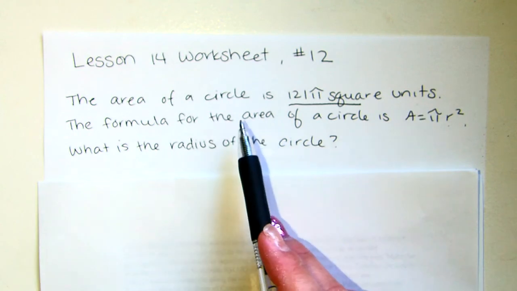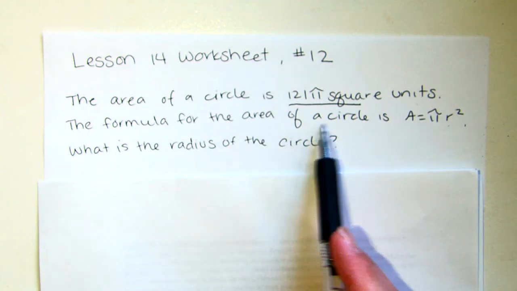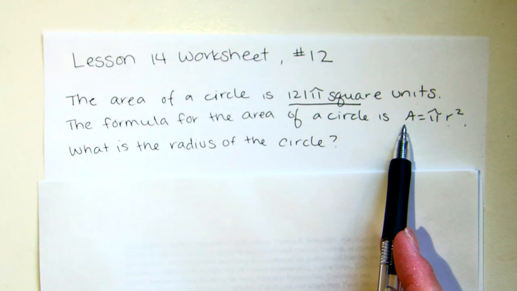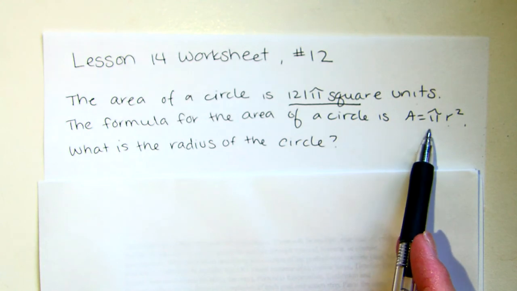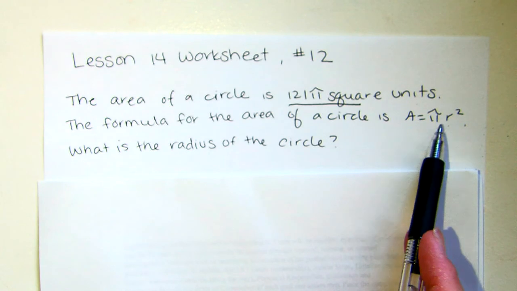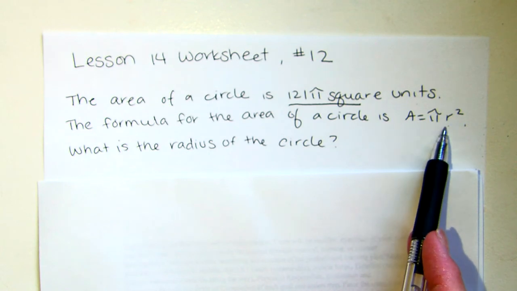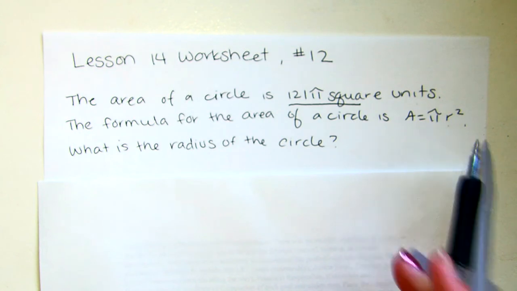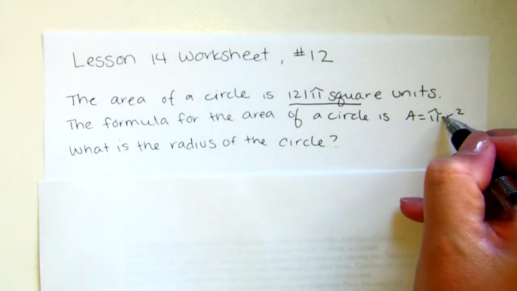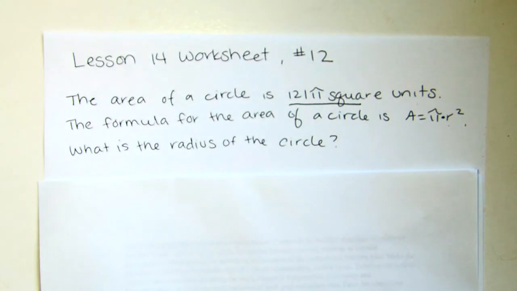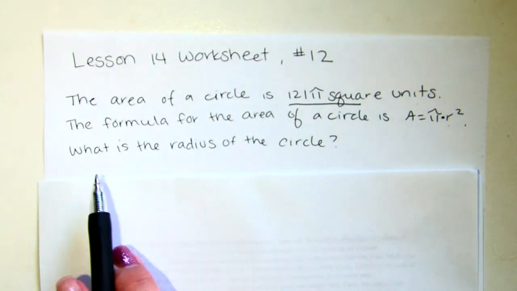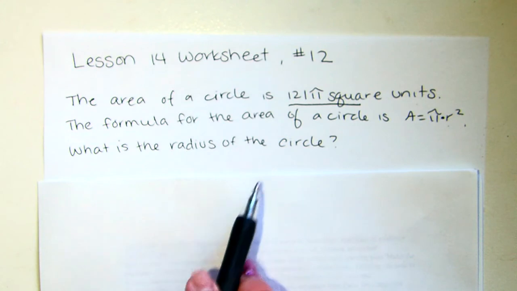The formula for the area of a circle is A for area equals pi, again, this is our symbol for pi, r squared. Now the pi and the r squared are currently multiplied together. Since there's no sign separating them, our automatic assumption is that they are multiplied together. Now our question is, what is the radius of the circle?